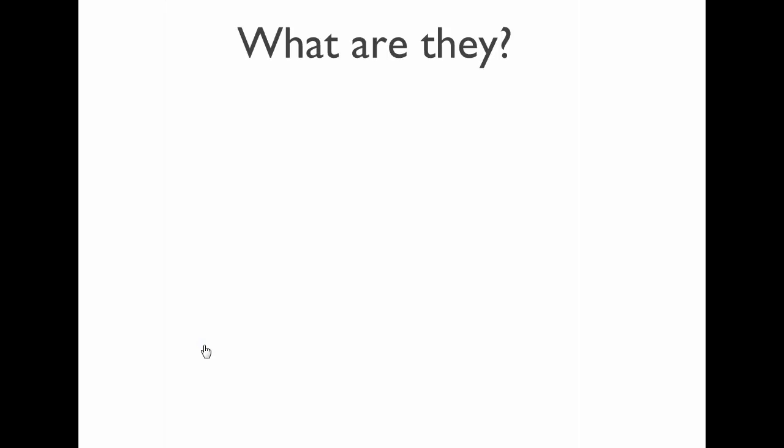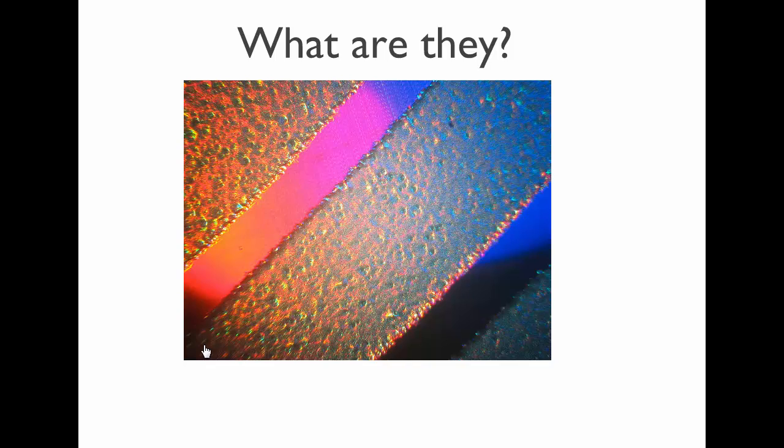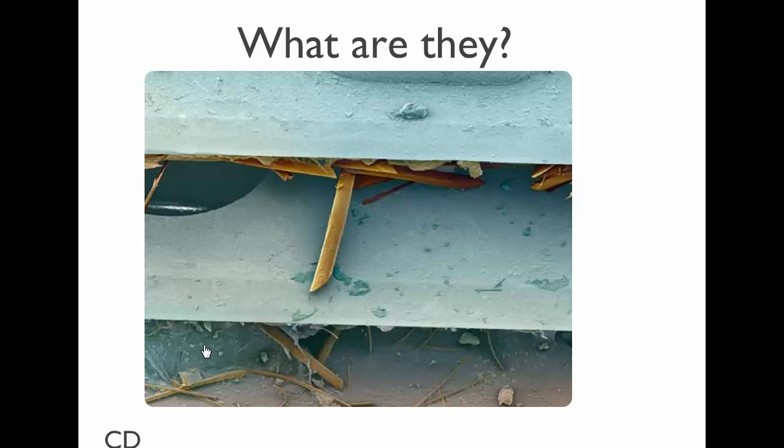How about this? CD. Yeah, good. How do you know that, Ava? Looks shiny. You can see like the rainbow shape. That's a CD. Good job. Whoa, nice wood. Now remember, it's something small. It's magnified. A razor? Yeah.